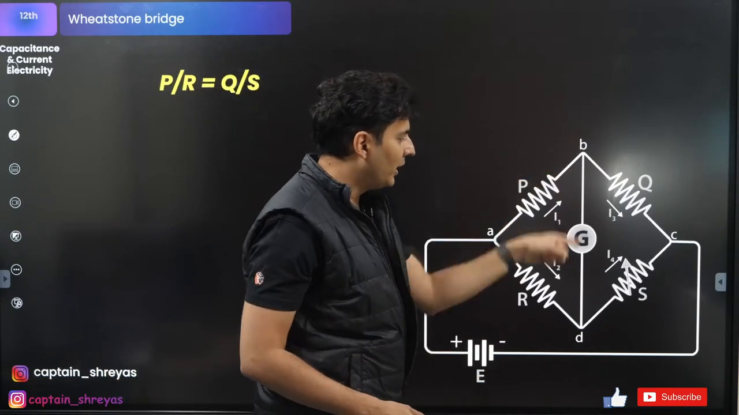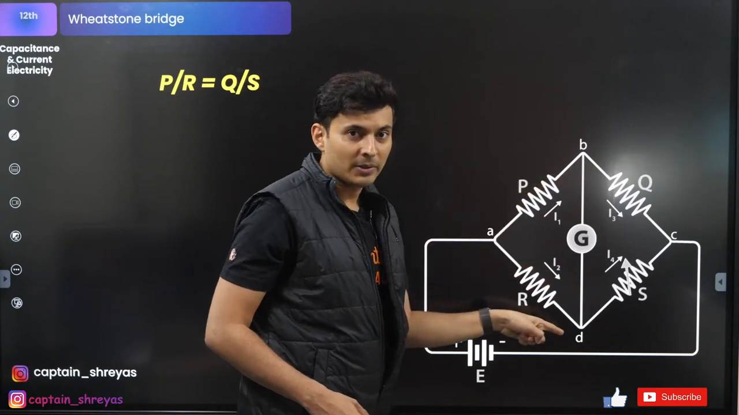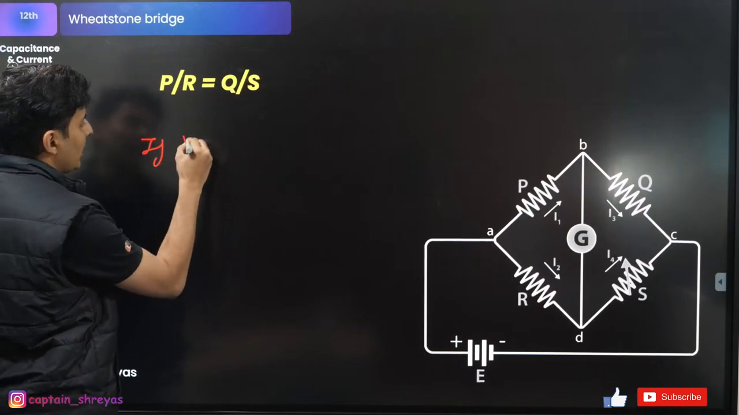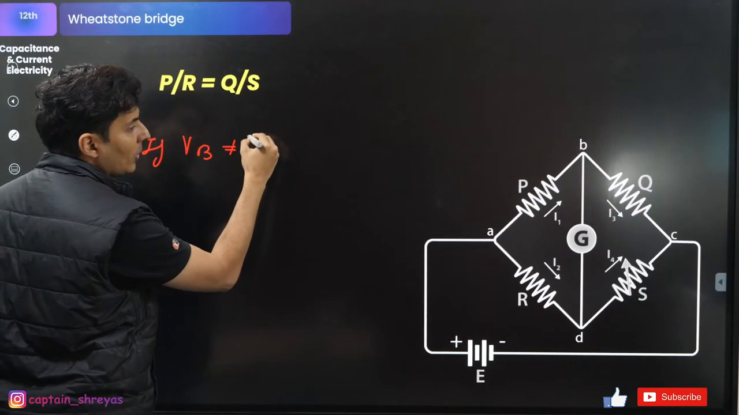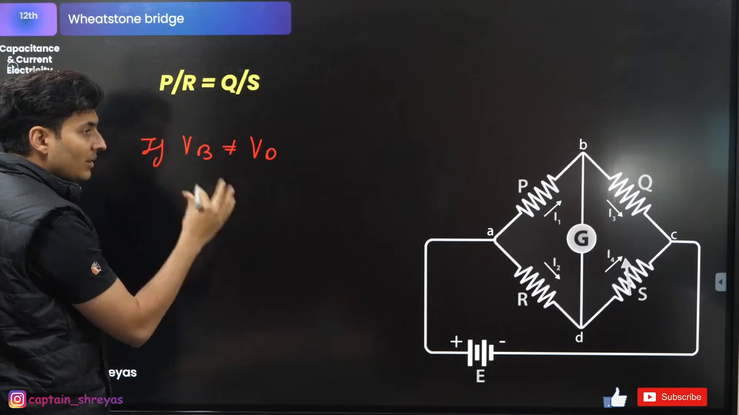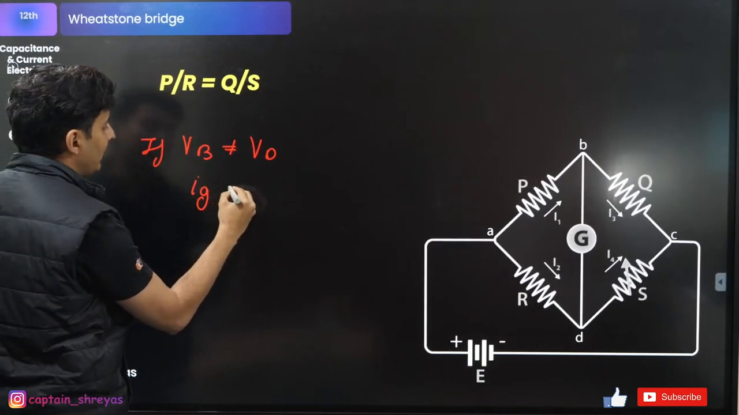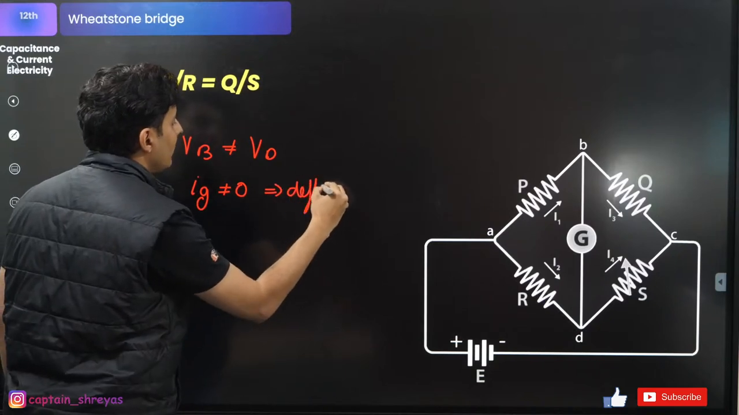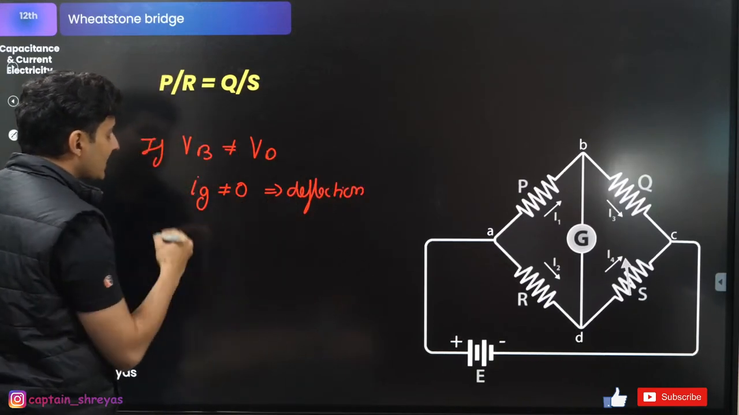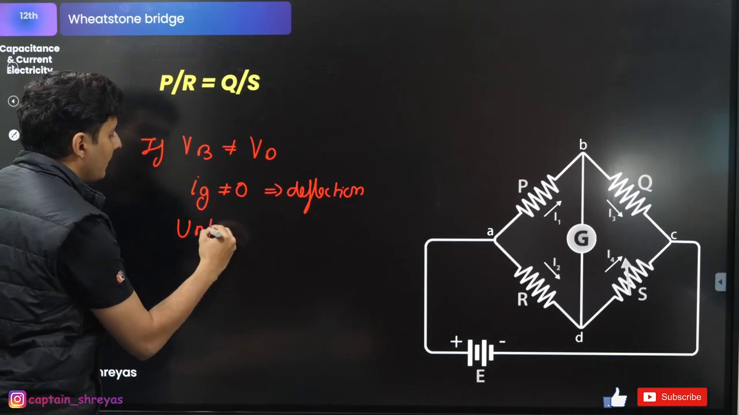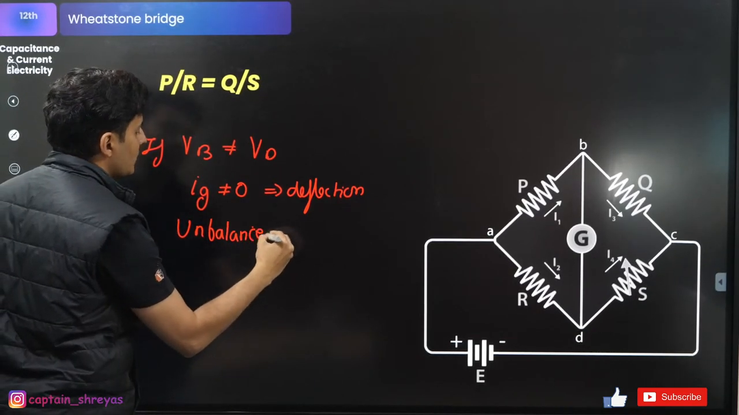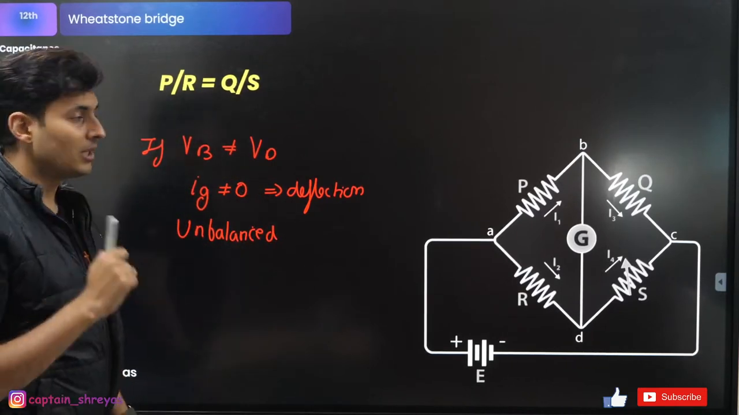You might see these two points might be at different potential. If you observe this, if potential of point B is not equal to potential of point D, then the current flowing through the galvanometer will not be zero. So there will be some kind of deflection which will occur. Such a case is said to be unbalanced condition. It is not a balanced bridge.